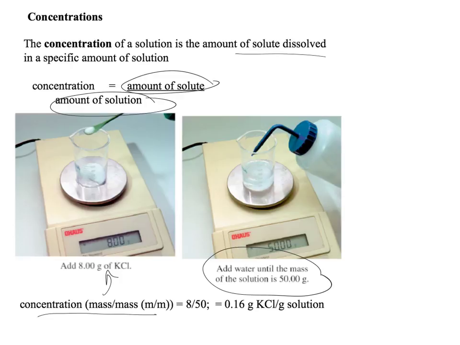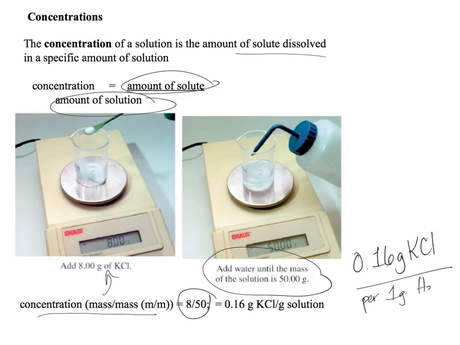So the concentration, if we were looking in the unit of mass, would be 8 grams of solute divided by the total 50 grams. And so the concentration in units of mass is 0.16 grams of potassium chloride per 1 gram of solution. So again, how you would say that: 0.16 grams of potassium chloride will dissolve per 1 gram of total solution, which is mainly going to be your water. It's like 0.84 grams of water.